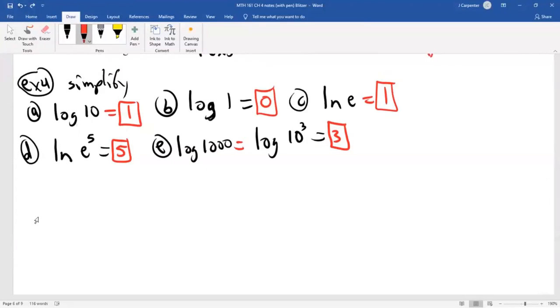Right, I've got a few more to do. We did A through E, so we're on F. Let's go back to the black. The natural log of 1. Well, the inside's a 1. It doesn't matter what the base is, so the answer is 0. That was the bottom left property from previously.